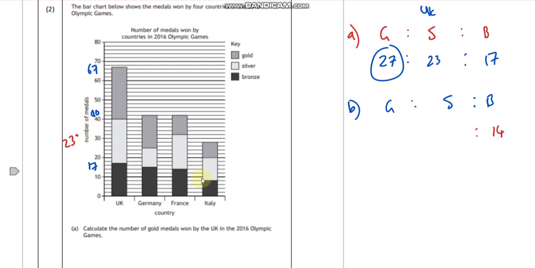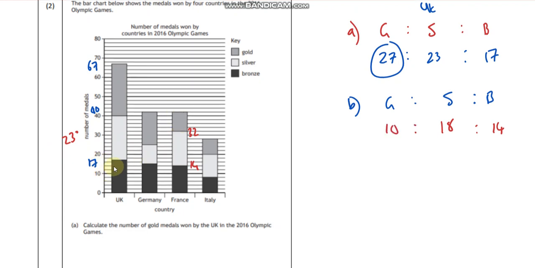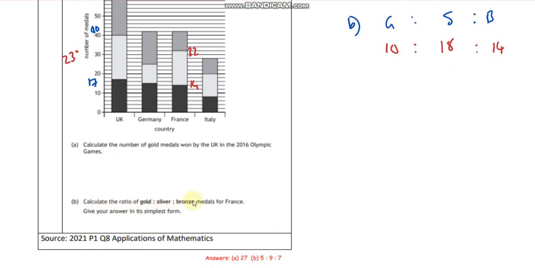And again, we're going up from 4. This is more a graph question than a ratio question, but there are so many skills thrown in together in apps. That's going up by 18. And then they'll just count up 2, 4, 6, 8, 10. They seem to get 10 gold medals. So calculate the ratio of gold, silver, bronze medals for France. Answer in its simplest form.